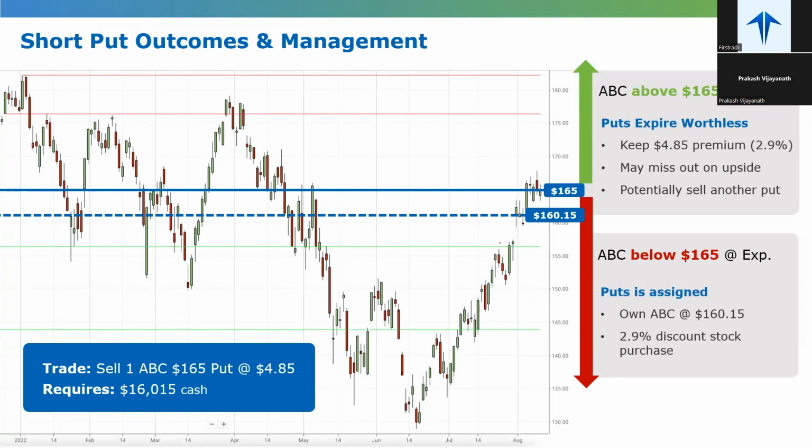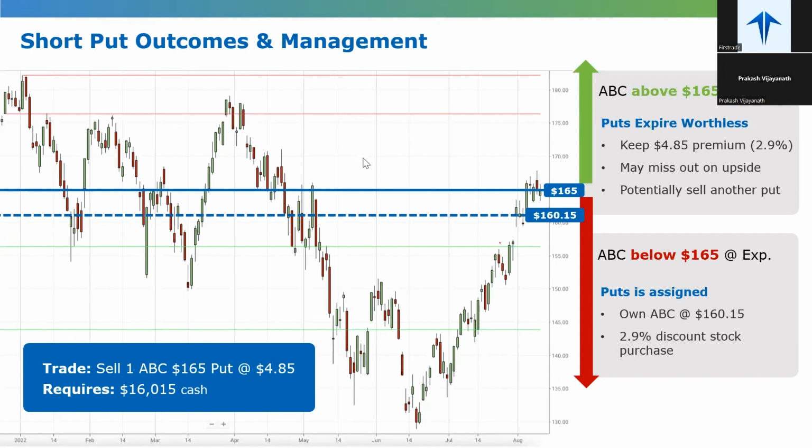Right, so when it comes to cash secured put outcomes and management, we're going with our same example here of ABC currently trading at 165. And the trade here is to sell one ABC 165 strike put option, and we receive $4.85, so just under $5 in terms of premium. And that's on a per share basis, so just under 500 in total. And therefore, this requires just over $16,000 in cash. Remember, you want to subtract 485 from 16,500 to give you your required cash as collateral.